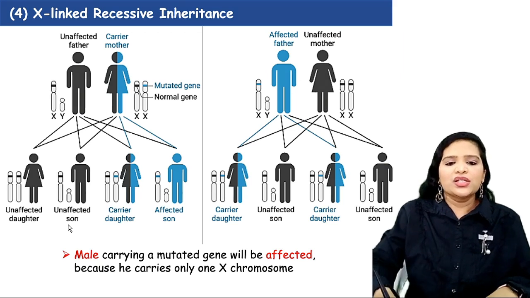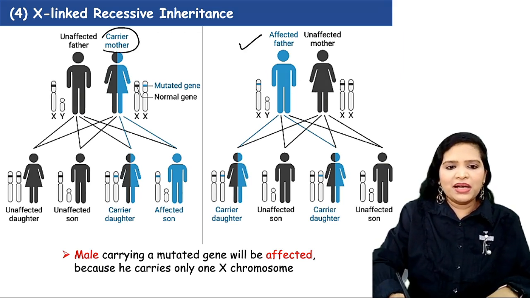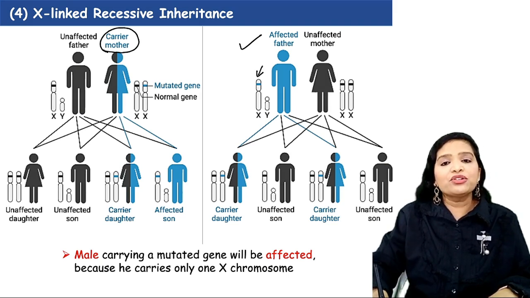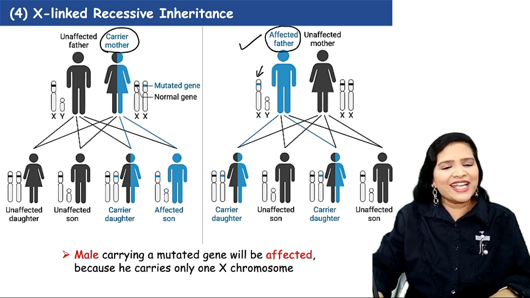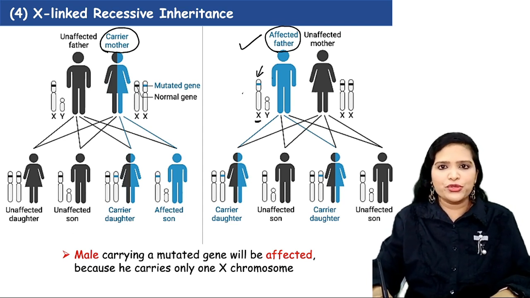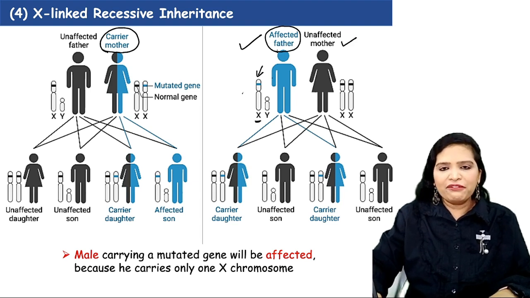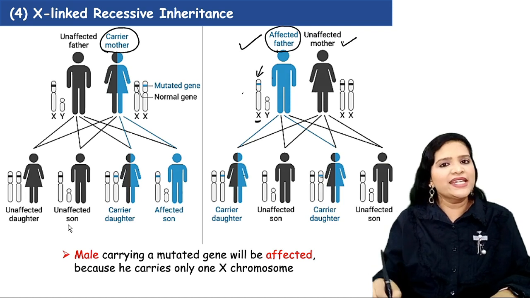Okay. So look at this picture. What is this? Here, the mother is a carrier. If the defective gene is present on the X chromosome of the father, then this father is no more a carrier. We call him an affected father. He will be having the disease because only one copy of the X chromosome is present, right? This mother is unaffected. So if an affected father marries an unaffected mother, what about their kids?